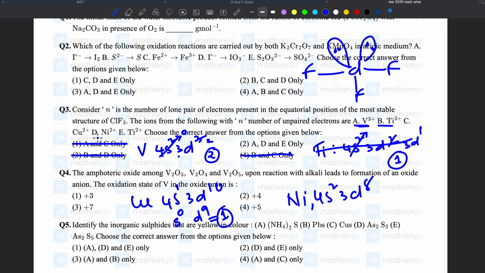Right? So we'll talk about nickel. Nickel plus 2, so this is 0, then d8 configuration. How can we distribute the d8 configuration? So 1, 2, 3, 4, 5, 6, 7, 8. So you have 2 unpaired electrons. So nickel plus 2 is included, so D is included. So A is included. What about titanium plus 2?